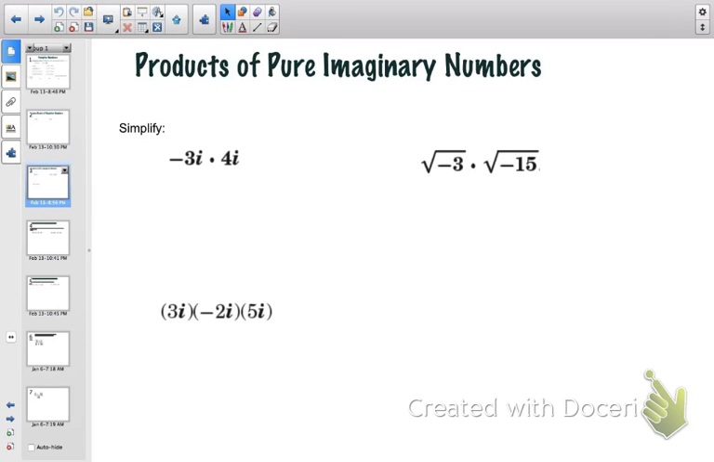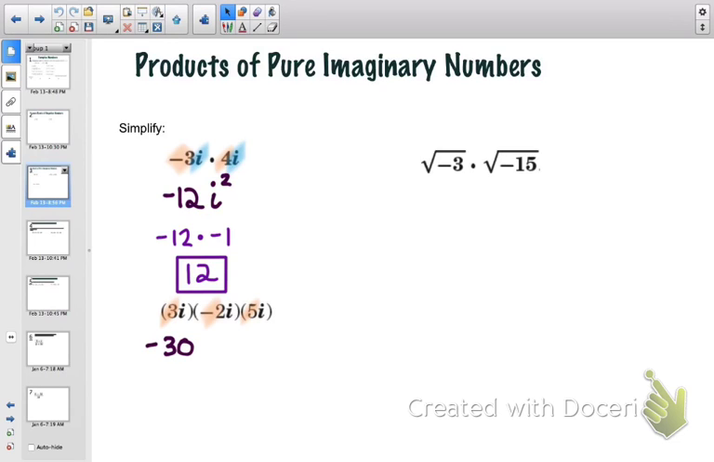Next thing we're going to look at is products of pure imaginary numbers. So what we have to remember is we multiply the coefficients as one thing and then multiply the i's as the other. If we look at that first example, the first thing that I'm going to do is multiply -3 times 4 to get -12. Then I'm going to multiply my i's together. i to the 1st times i to the 1st is going to give me i to the 2nd power. We do know that i to the 2nd power is -1. So we're going to simplify that. -12 times -1 is +12. Next example, right below it, we're going to multiply our coefficients. 3 times -2 is -6, times 5 is -30.